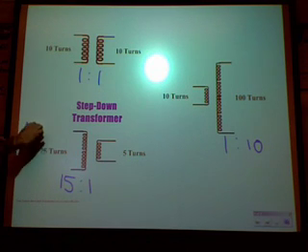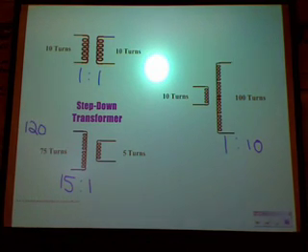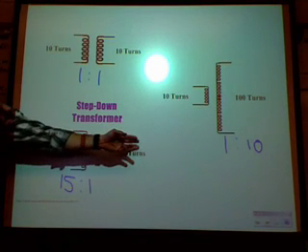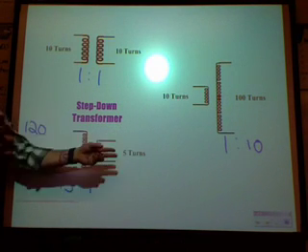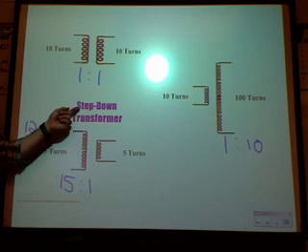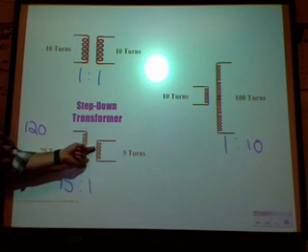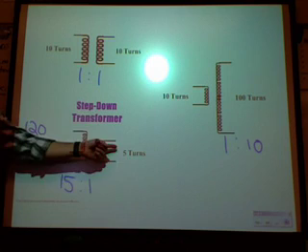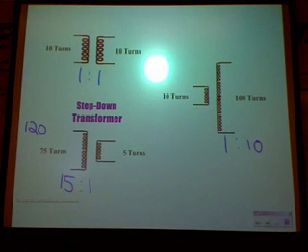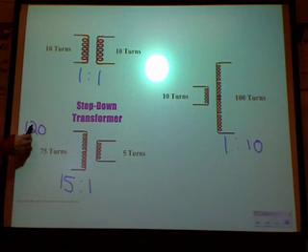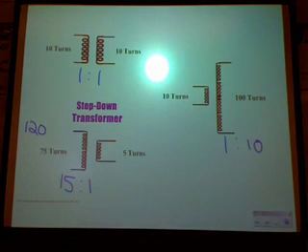If you give it 120 volts here, are you going to get more or less here? What does this one do? Less. It's going to step it down. Now you got less turns, you're going to get less voltage here. So you either divide or multiply. So do you multiply this number by 15 or do you divide it by 15? Divide it by 15. Anyone know what that answer is?